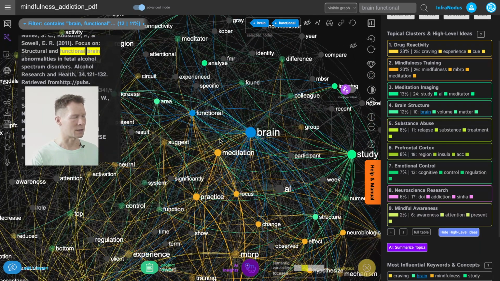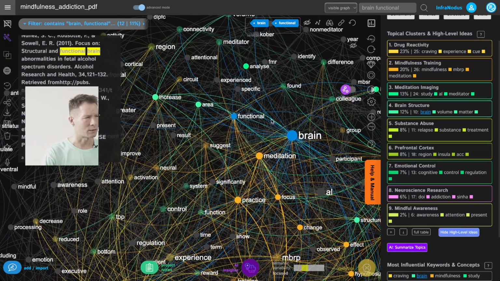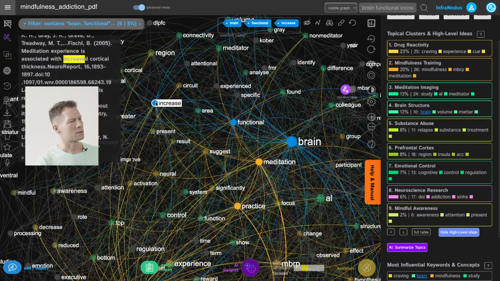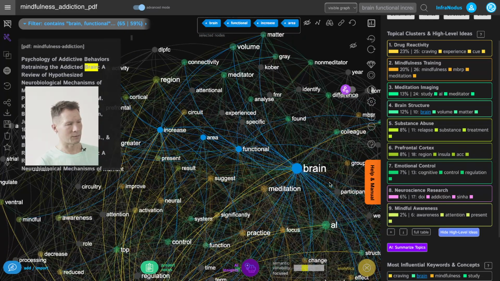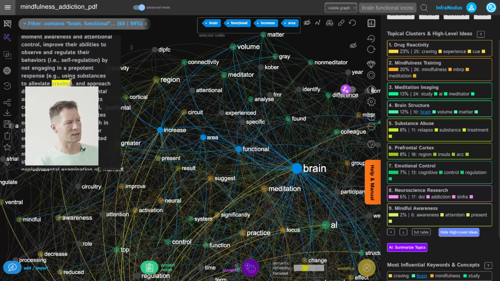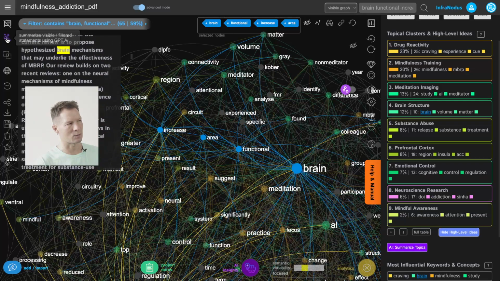So it helps me understand also what are the specific semantic connections inside the document. Let's say increase, area, brain, functional. Okay, let's develop this idea further. So I selected those ideas. Here I can see the statements that contain those terms. I selected inside the document, so I can summarize them using the function here and understand what they're talking about.